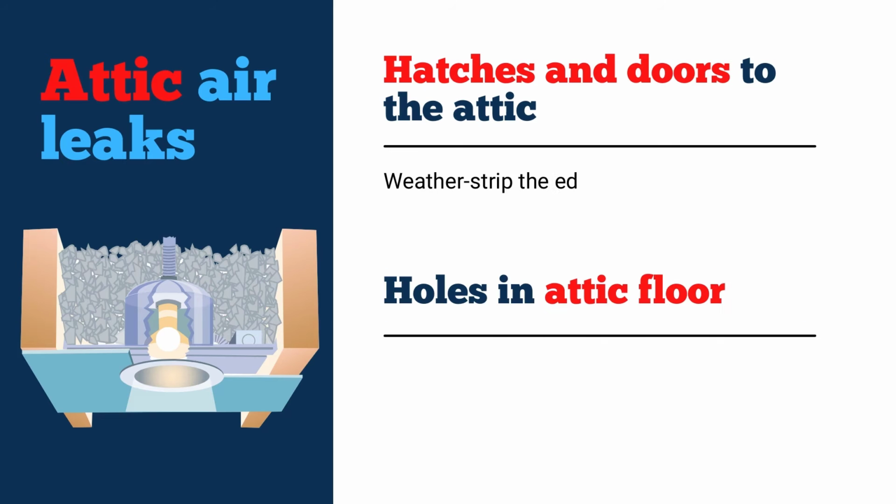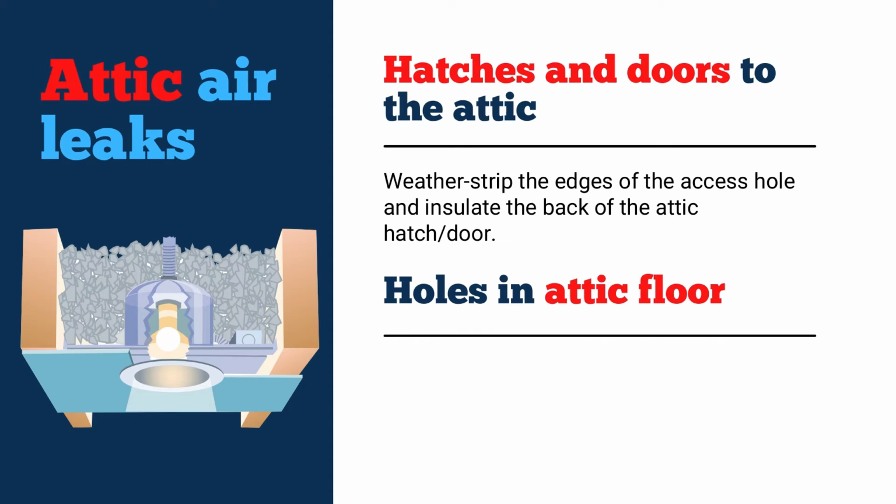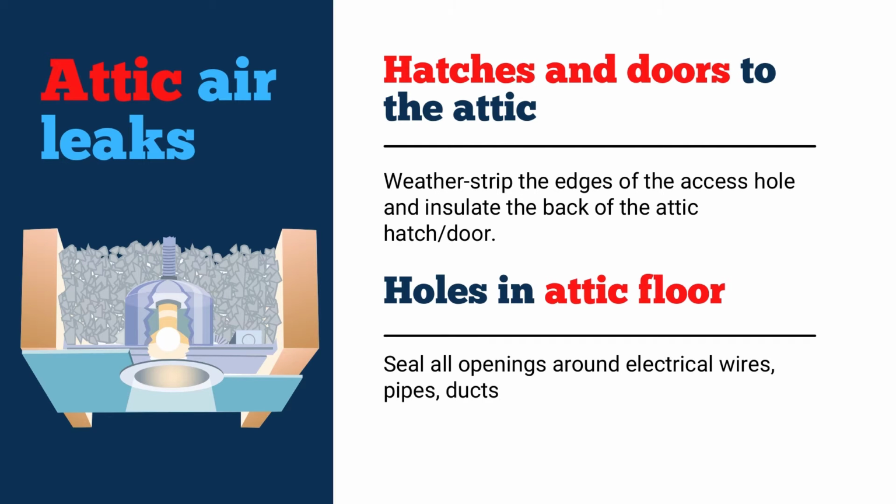Hatches and doors to the attic. Weather strip the edges of the access hole, and insulate the back of the attic hatch or door. Don't forget doors to unheated knee wall areas, and holes in the attic floor. Seal all openings around electrical wires, pipes, ducts, and vents with a good general purpose caulk or spray foam. You may need to use a filler material for larger holes.